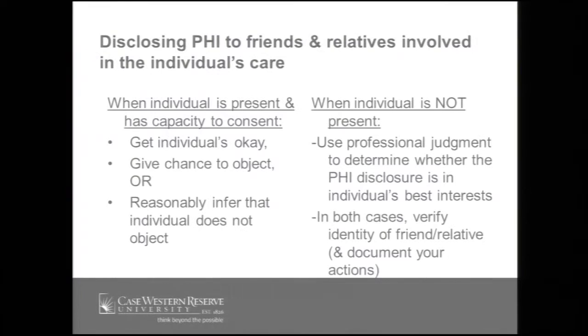These can be persons such as the individual's family members, domestic partners, friends, neighbors. In a situation like that, when the individual who's being treated is present and has the capacity to consent, the person providing the treatment should get the individual's approval and give them a chance to object. When the individual being treated is not present, the person providing the treatment can use their best professional judgment to determine whether the PHI disclosure is in the patient's best interests. Obviously in both cases, the provider should first clarify the identity of the friend or relative, and best practice is to document their actions here.